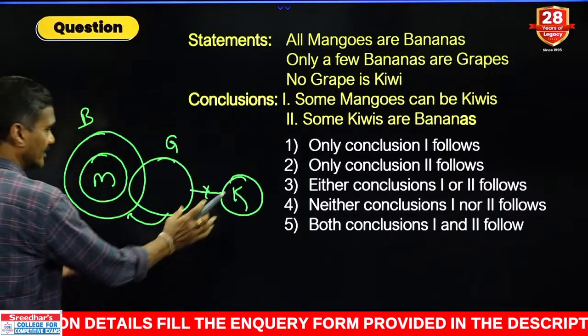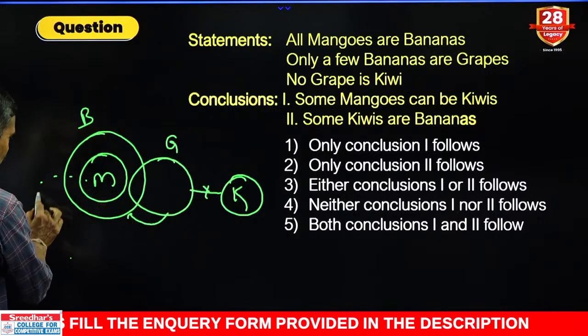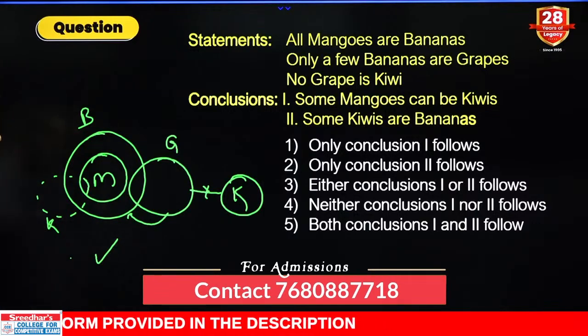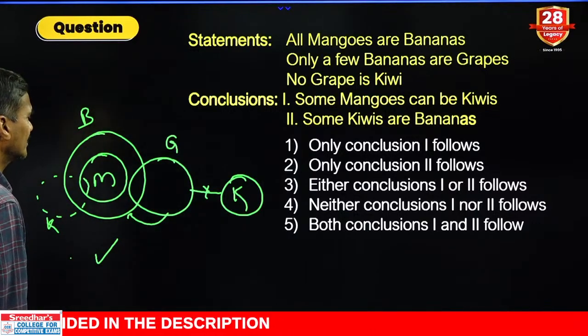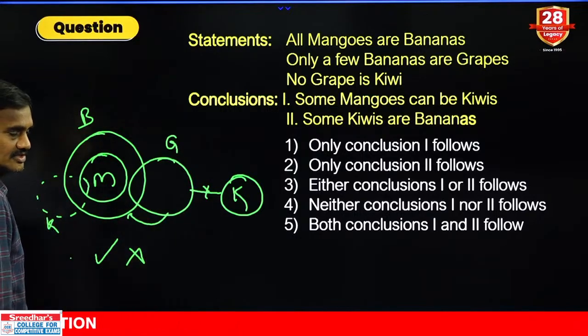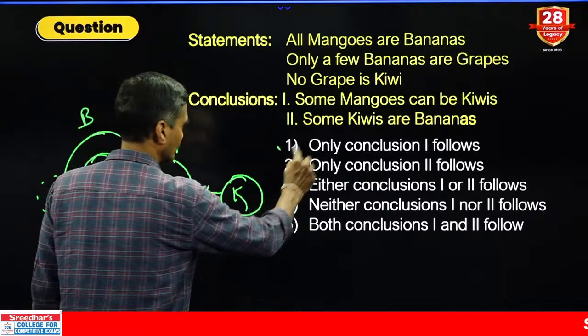Now mango and kiwi. Is that possible, mango and kiwi? Yes, that is possible. Then coming to the next one. And some kiwis are bananas. Kiwi is here, banana is here, that is false. And so what is your answer? Only one, that is choice one.